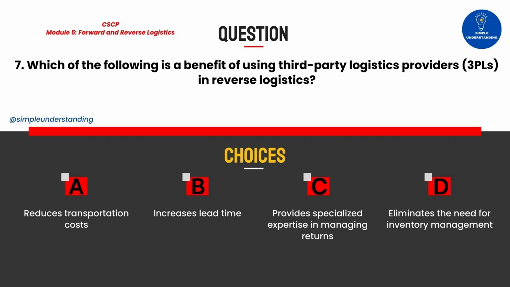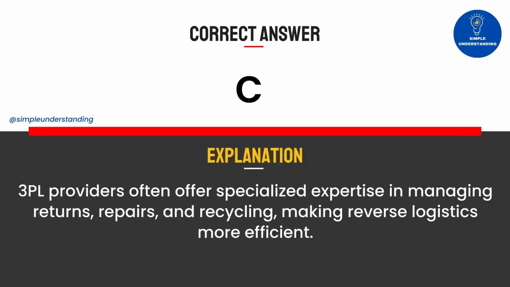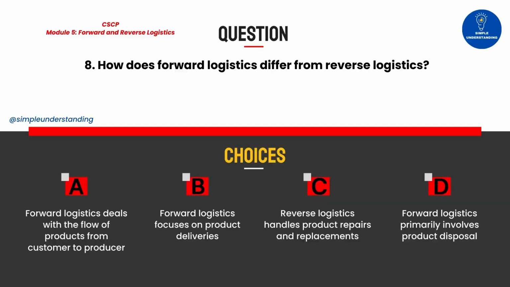7. Which of the following is a benefit of using third-party logistics providers, 3PLs, in reverse logistics? A. Reduces transportation costs. B. Increases lead time. C. Provides specialized expertise in managing returns. D. Eliminates the need for inventory management. Correct answer: C. Explanation: 3PL providers often offer specialized expertise in managing returns, repairs, and recycling, making reverse logistics more efficient.